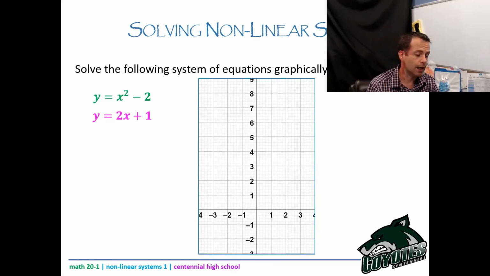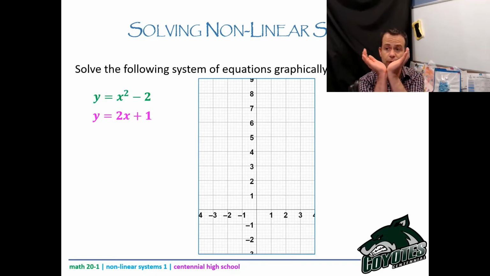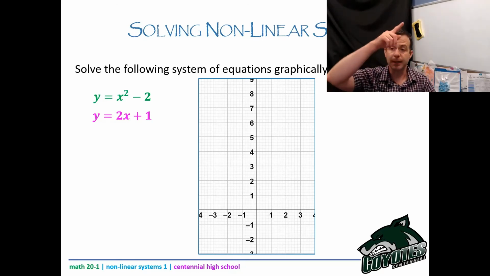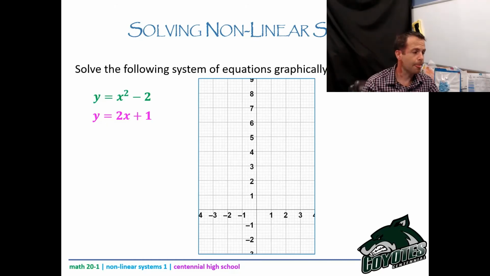The green guy is a parabola. It's a quadratic, right? And we know that it's either going to look like this or it's going to look like this. It's going to be curved. It's not going to be a V. It's going to be a nice curve. I would hope that you can look at that and be confident to say it opens up, because my a value is positive. We've already dealt with that.